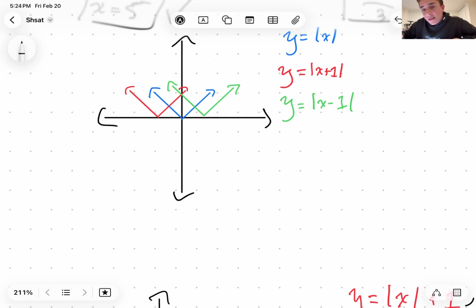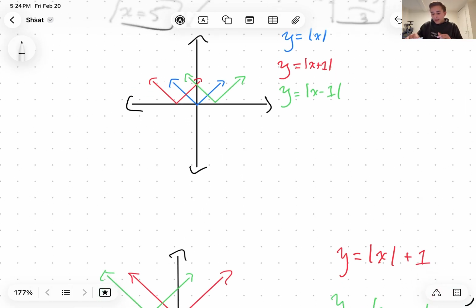But this actually makes sense because the center of y equals absolute value of x plus 1 should be the number that makes x plus 1 equal to 0, which is negative 1. And similarly, y equals absolute value of x minus 1 should be centered around positive 1. So subtracting 1 inside the absolute value shifts it to the right by 1 unit, and adding 1 shifts it to the left. And 1 is not a special number. Subtracting any amount will shift it to the right by that amount, and adding any amount will shift it to the left by that amount.